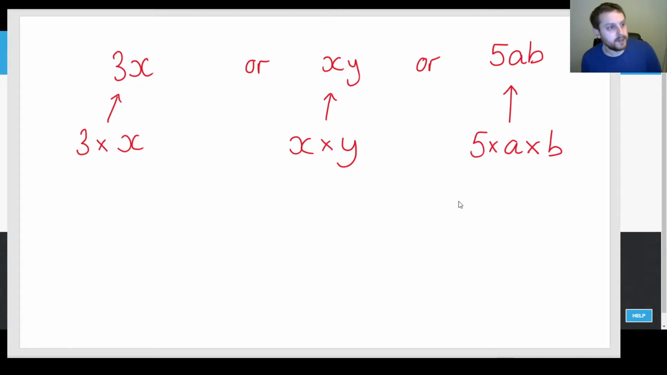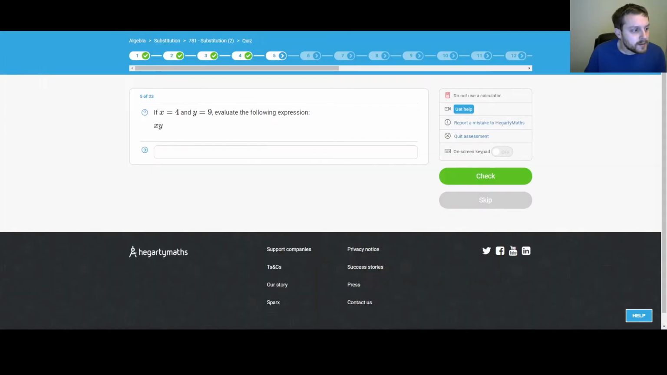So in algebra, when you are using letter symbols to stand for missing numbers, you don't write the times sign. You don't write the multiplication symbol. You write the multiplication symbol when it's between two numbers. So if I just hide this for a second and take a look at the question, in our question, we've got x is 4 and y is 9.